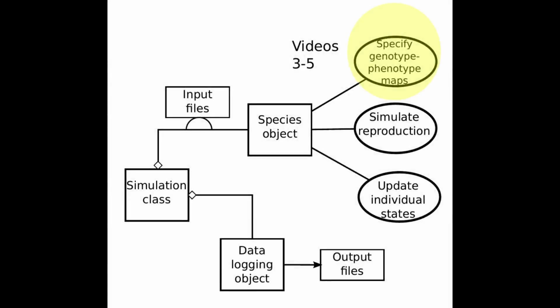Hello again. In the previous video, we discussed how you can define and use functors to help define our fecundity phenotype. Just to review, we are still specifying our genotype-phenotype maps. Here, we'll look at the second phenotype we are simulating, namely, a phenotype controlling individual survivorship.